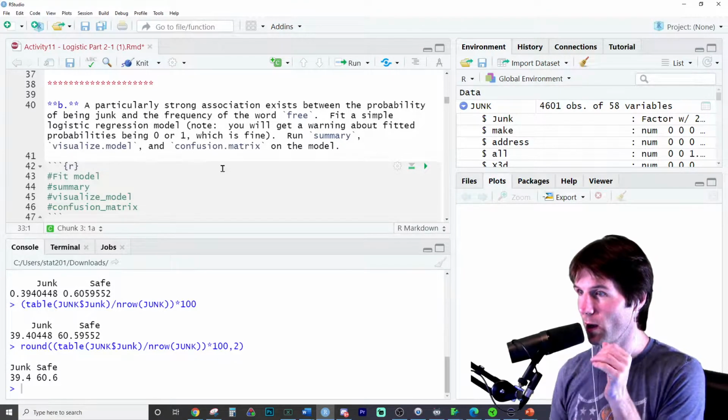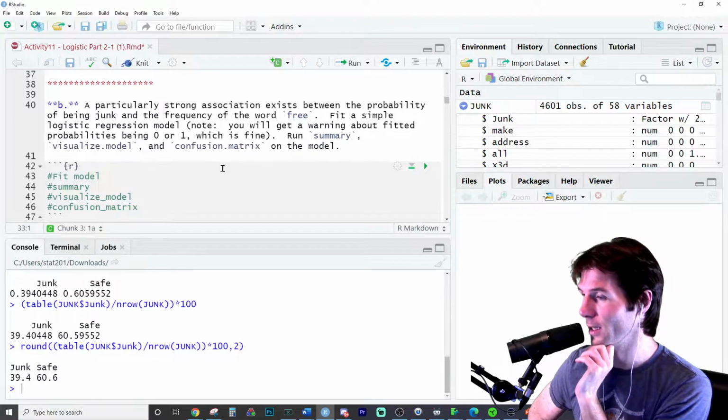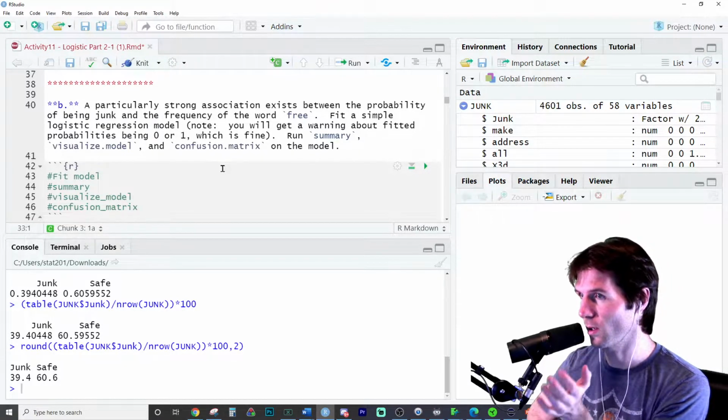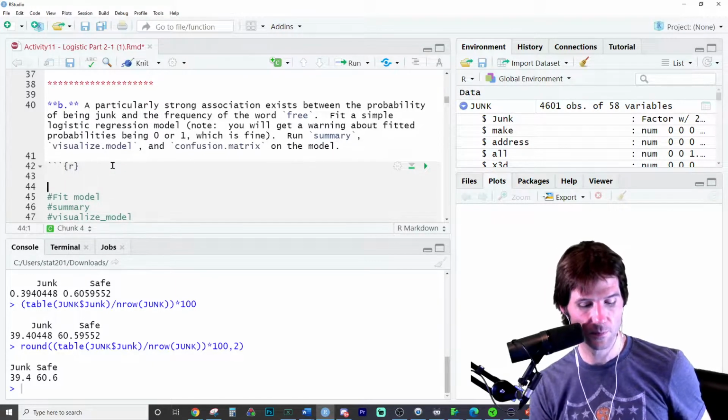Fit a simple logistic model. Like if someone's saying free this, free this, free this, this is going to be highly associated with an email being junk. Fit a simple logistic model, and we'll get a warning right here, which is fine. Run the summary, visualize the model, and make a confusion matrix on it.